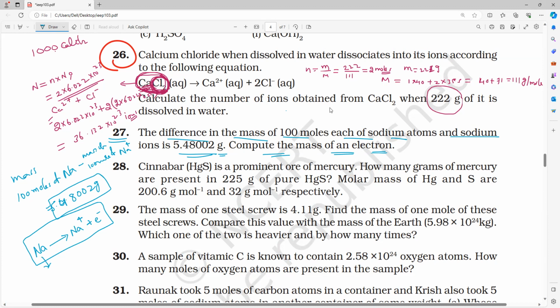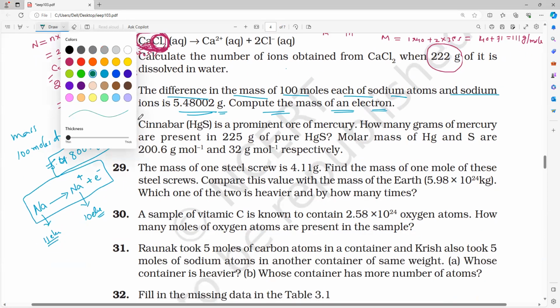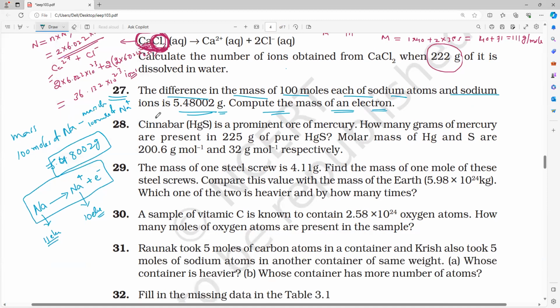Sodium atom has 11 electrons. Sodium ion has how many electrons? Only 10 electrons. So what is the difference between sodium atom and sodium ion? 1 electron is different. So now the given question: 100 moles of sodium atoms and 100 moles of sodium ions, and the mass difference is 5.48002 grams.